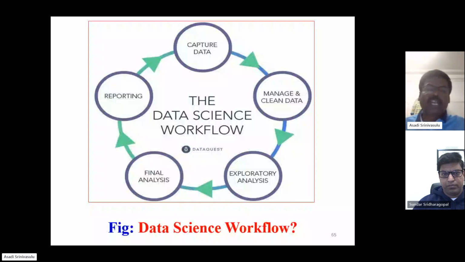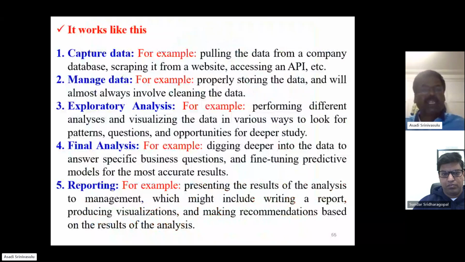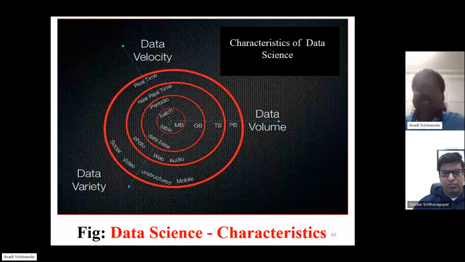Then finally we are getting the final analysis. Finally we are generating the reporting. That is called visualization graphs. This is called the data science workflow. So same thing I have explained here: capturing the data, managing the data, exploratory analysis, final analysis, and reporting. So these are the 3-dimensional characteristics of big data as well as data science characteristics. These 3 are the challenges for data science.